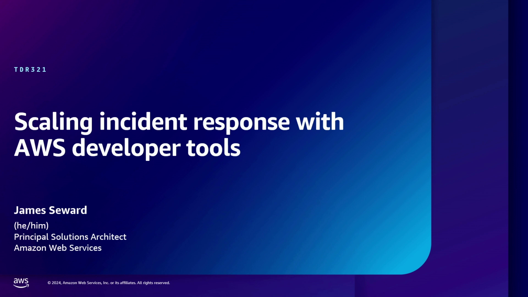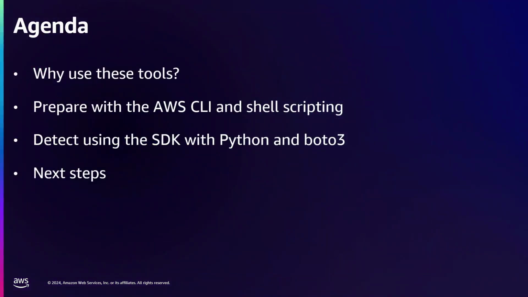My name's James Seward, and I'm a solutions architect at Amazon Web Services, but in a former life, I was a lazy DevOps engineer, which means I like to automate everything I can. Today I want to talk to you about how you can use these tools to automate your incident response. I'll show you an example using the command line tooling and shell scripting, and another one using Python and the Boto 3 SDK. And then I'll show you some next steps that you can use to get started.